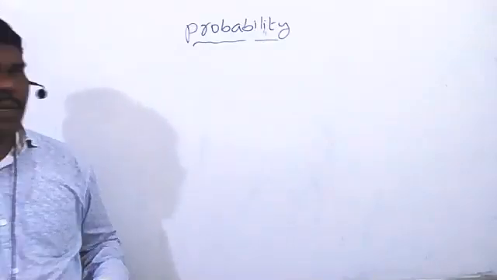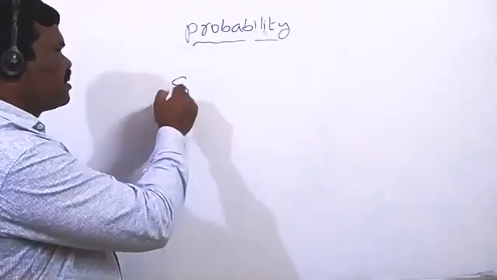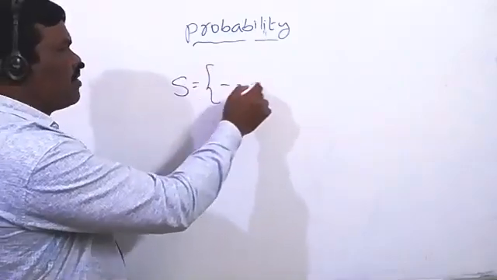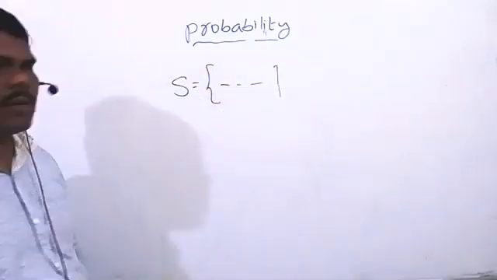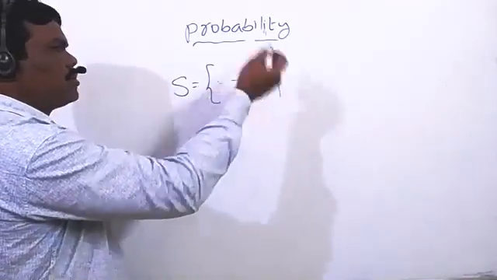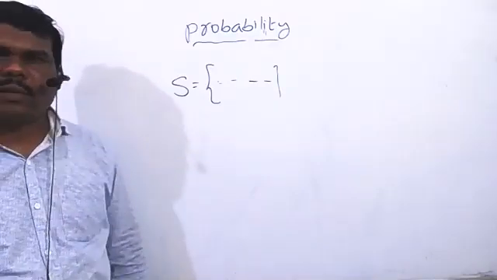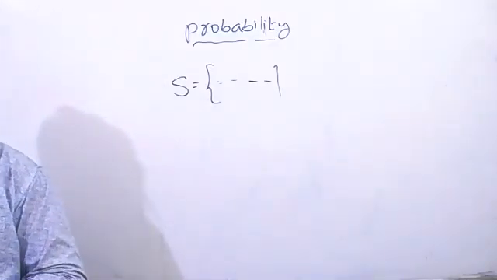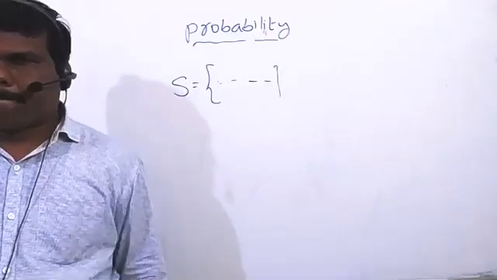It is simply denoted by S, it's correct, no? This is what we call the sample space. In this sample space, we will get all the outcomes. That means whatever event we are playing, the results we write inside the set. Okay, good. Next.